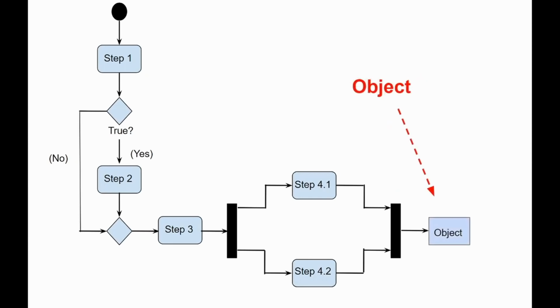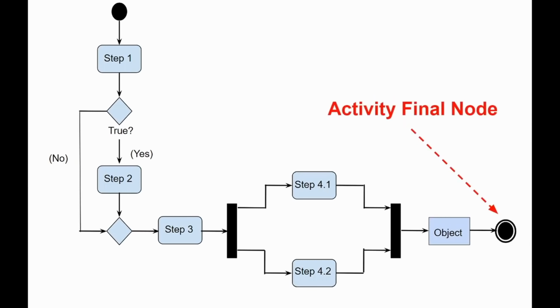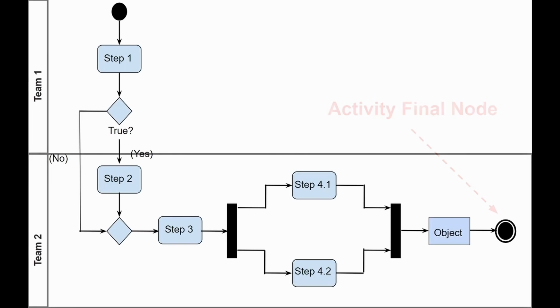Object. It represents an object in a thread that is being acted upon. This is an optional element of the diagram, but in some cases it is necessary to show the object initiating the execution of activities or being created as a result of some early initiation. Activity final node. It terminates all flows in an activity. Swim lane. A way to group activities performed by the same actor on an activity diagram, or simply group them in a single thread.